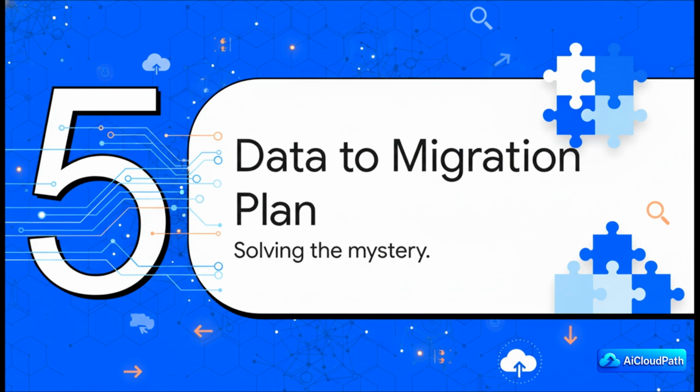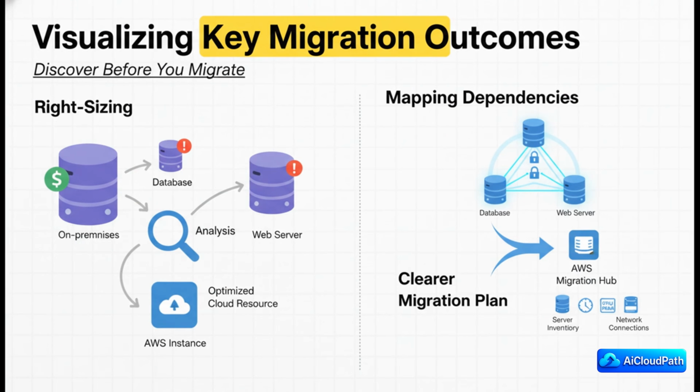Collecting data is great, but the real magic is turning all that raw information into a plan you can actually use. This is where ADS really shines. It helps you connect all the dots and finally solve that huge, complex puzzle of migration planning. And here's where the data becomes so powerful. All that capacity info, your CPU and RAM metrics, that lets you right-size your instances in AWS. That means no more over-provisioning and paying for resources you don't need. And the network connection data? That's pure gold. It literally maps out every dependency between your servers so you know exactly which pieces of the puzzle have to move together.